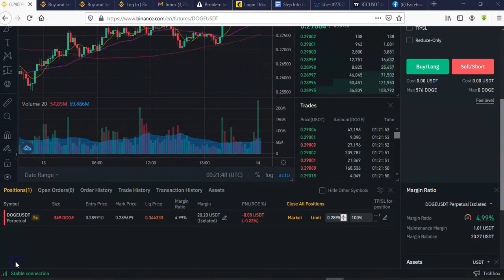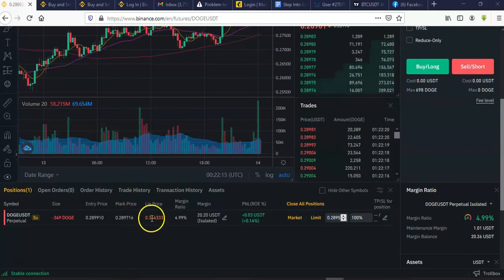Alright, so we have taken a position and here it is. As you can see now, here is the position. Because we use 5 times, we are given 349 Dogecoins. This is our entry price. This is the market price here. This is the liquidation price.